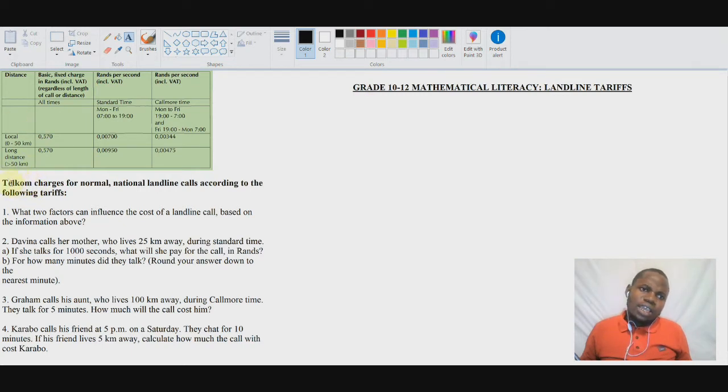The statement is saying Telkom charges for normal and national landline calls according to the following tariffs. So that is the table of tariffs, right? Remember, a tariff is the schedule of predetermined cost for services. So this table is there, it is predetermined. It does not depend on you, right?